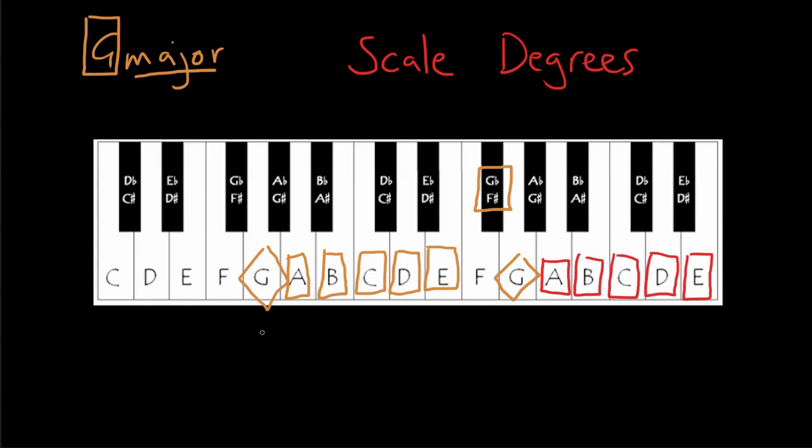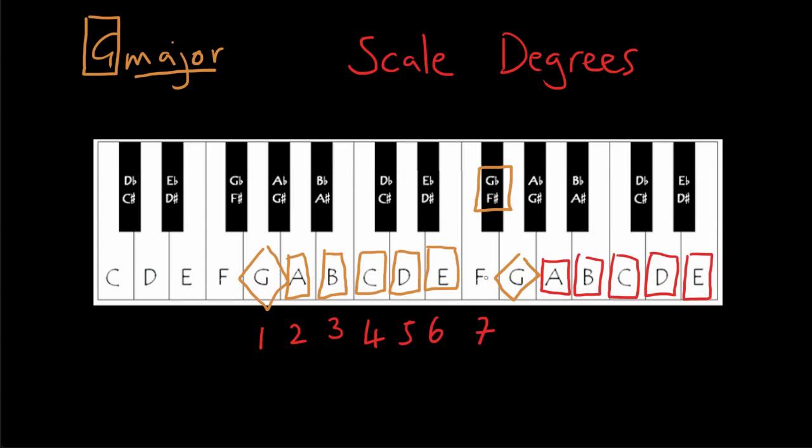So the first note of our scale is always called 1. So that's scale degree number 1. And then we carry on through the numbers to show the different steps of the scale. So just carry on doing that. So the F sharp will be scale degree 7. And then we get back to a G again.